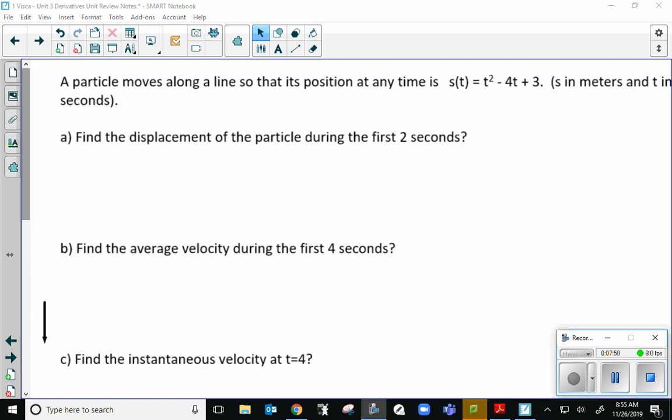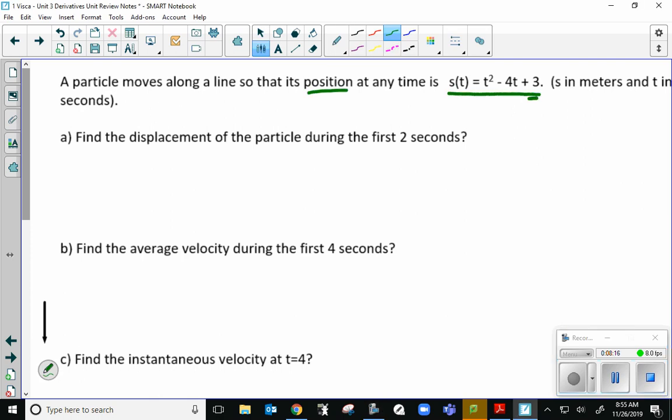Let's talk about your smart hat and apply it to this problem. A particle moves along a line so that its position at any time is s of t equals t squared minus 4t plus 3. S is in meters and t is in seconds. Okay, a particle moves along the line so that its position at any time is s of t. This is my position equation.